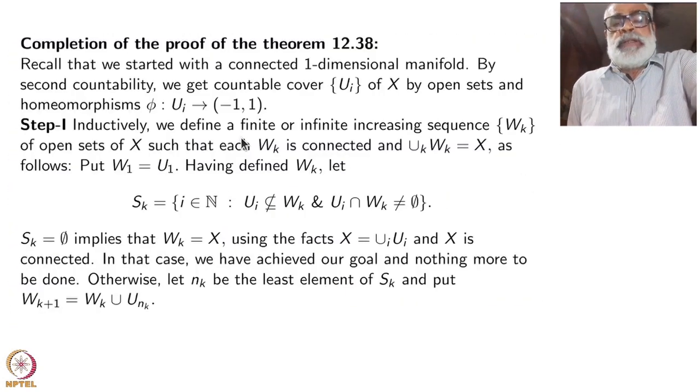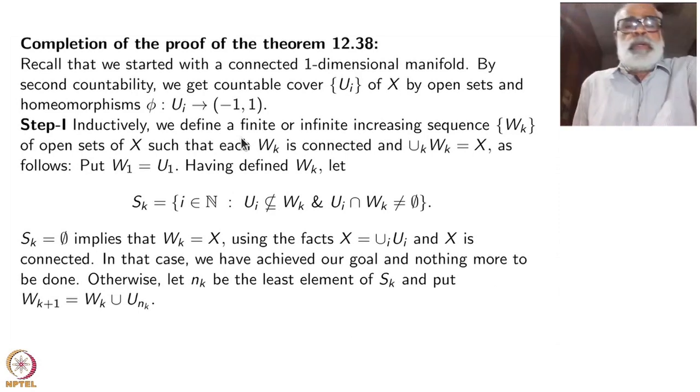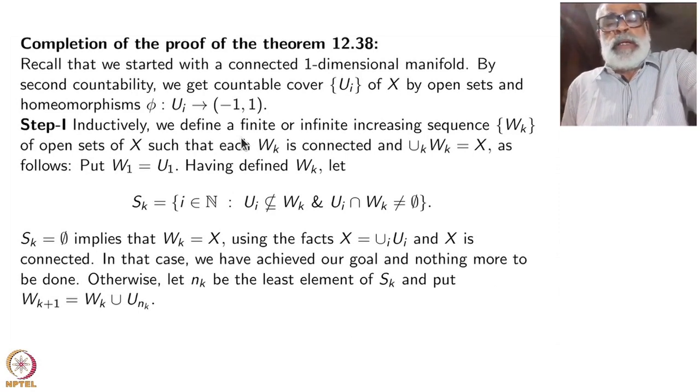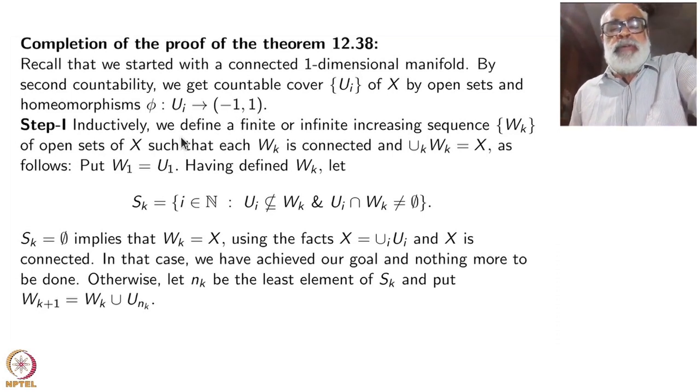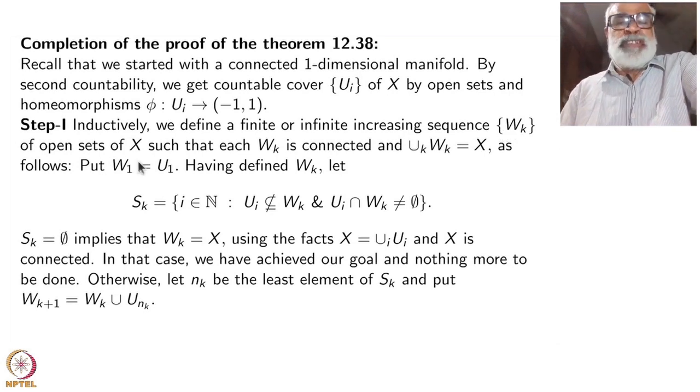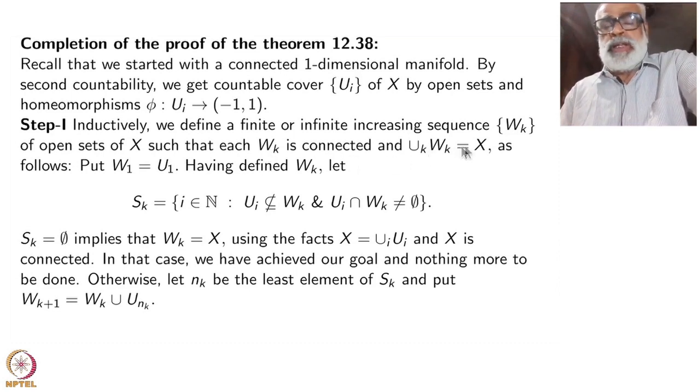Recall that we started with a connected one-dimensional manifold. By second countability, we get a countable cover U_i of X by open sets, all of them homeomorphic, say via phi_i from U_i to (-1, 1). Inductively, we define a finite or infinite, but countable, increasing sequence W_k of open subsets of X, such that each W_k is connected and the union of the W_k is the whole space.